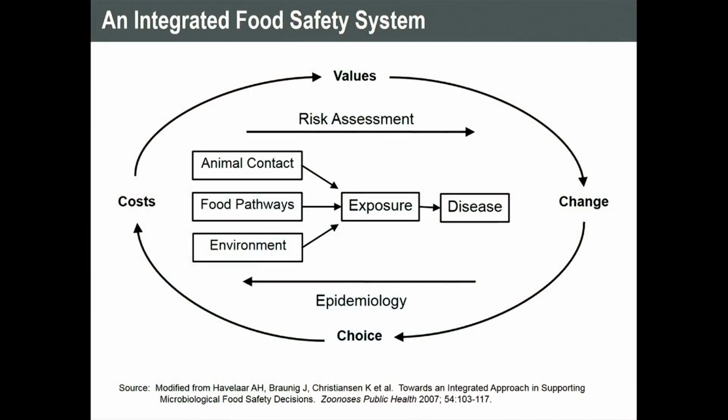So I like to show this graphic because really what we're trying to do here in Ethiopia is build an integrated food safety system. They don't have a very formal food safety system in Ethiopia, and that does give us the opportunity to build one from the beginning. But the reason I like this, besides the fact that I work in risk assessment and epidemiology, is I'm also a big proponent of One Health. So you can see here, animal contact, food, pathways, environment, all lead to exposure and disease. And then epidemiology and risk assessment work in conjunction with each other to generate data and improve the process.